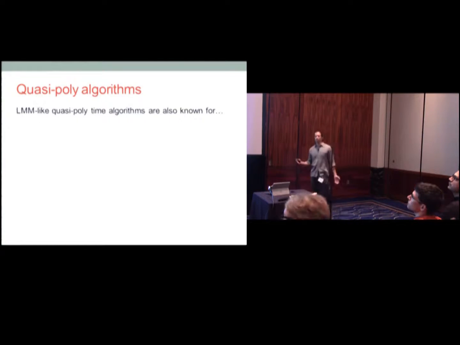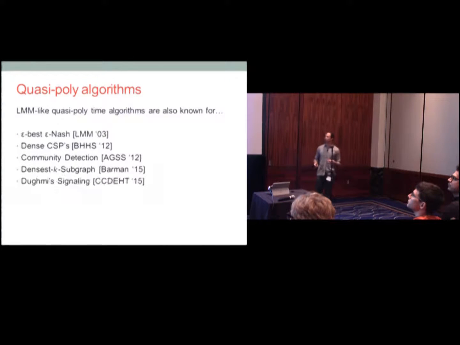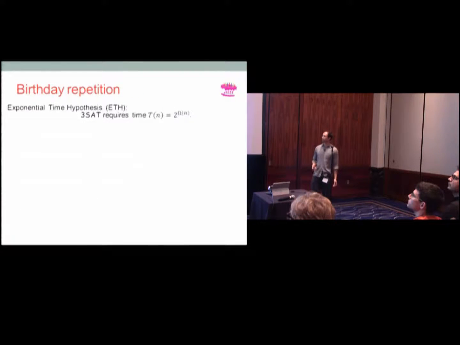There are many other problems with a very similar algorithm that run in quasi-polynomial time. For example, you can decide decision versions of Nash. For example, if you want to find the best epsilon Nash equilibrium, that's also quasi-polynomial time. A bunch of other problems like densest k-subgraph all run in quasi-polynomial time. For all of those we can ask, do we actually need quasi-polynomial time? So the Exponential Time Hypothesis: we hypothesize that 3-SAT actually takes 2 to the omega of n. Notice this is weaker than SETH, the strong ETH. This is much weaker, just 2 to the omega of n.